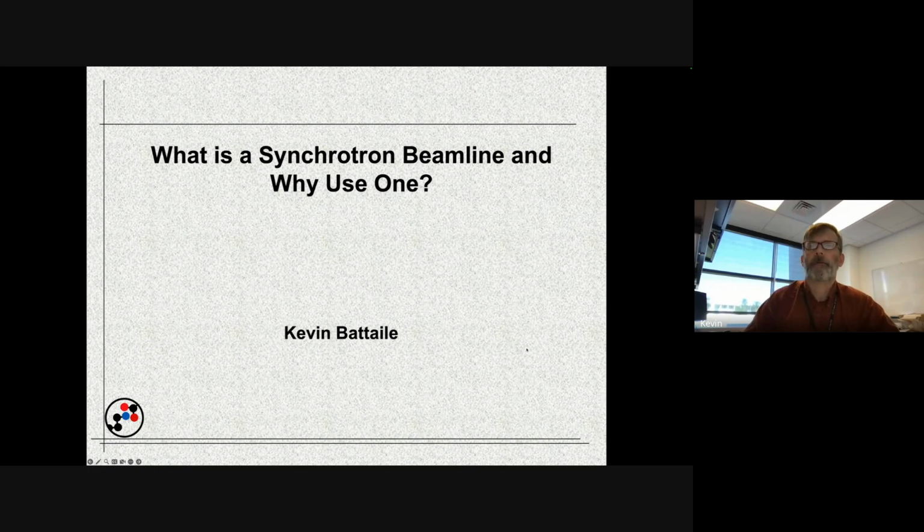Okay, so this is going to be a somewhat brief overview of what a synchrotron is and what a beamline is, and a very remedial explanation of how we get X-rays and what we do with those here at the facility. And fundamentally, why would you want to use a synchrotron at all to do anything?